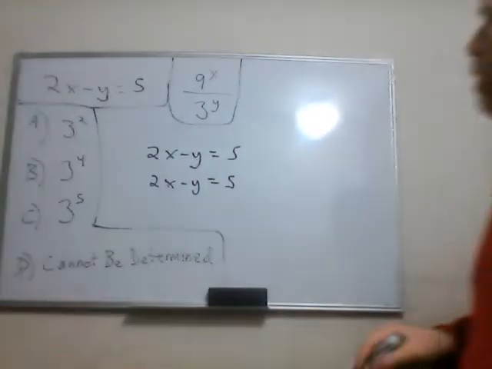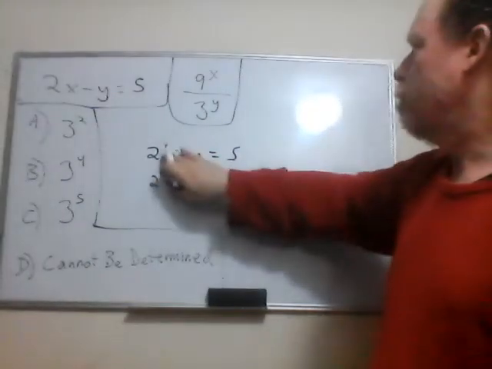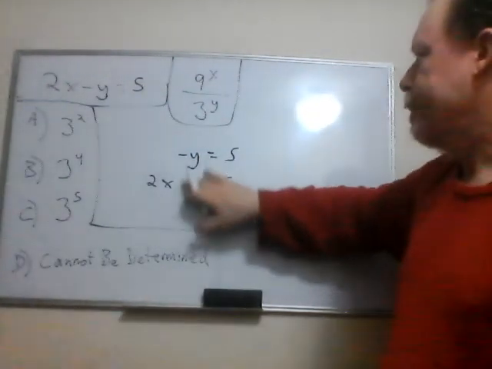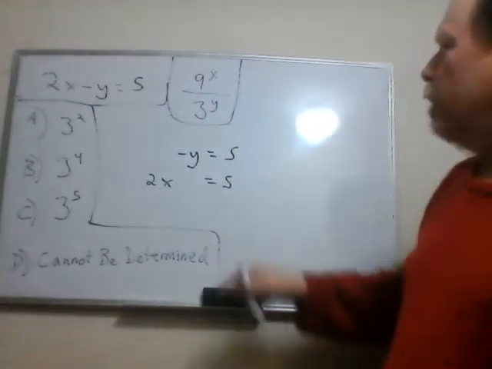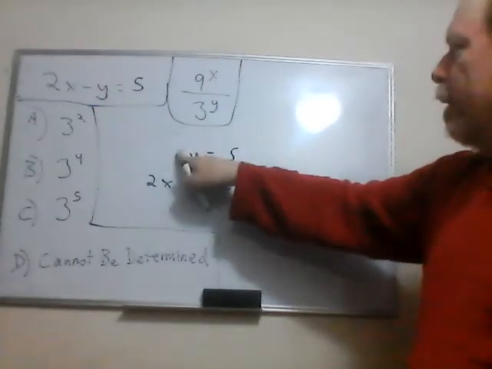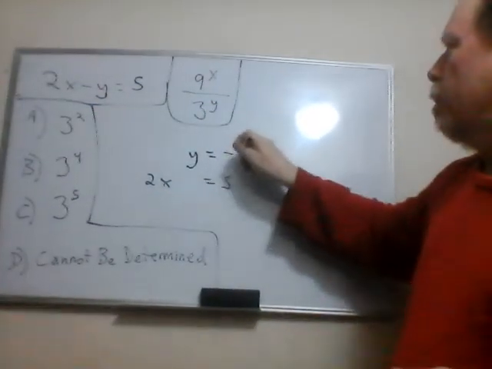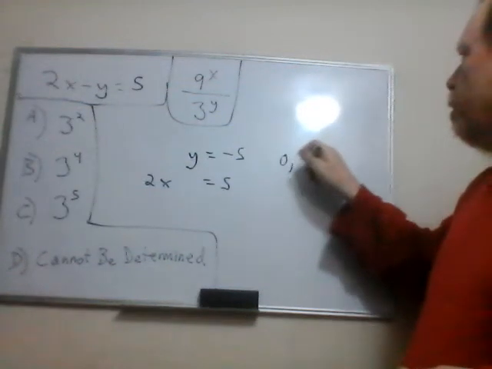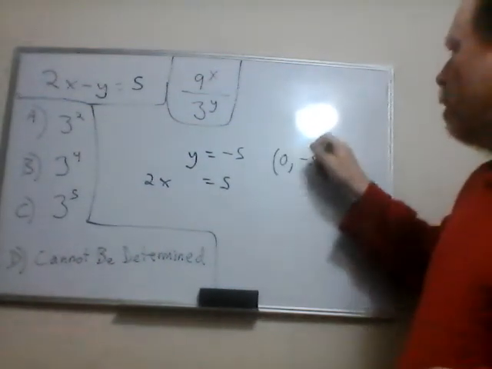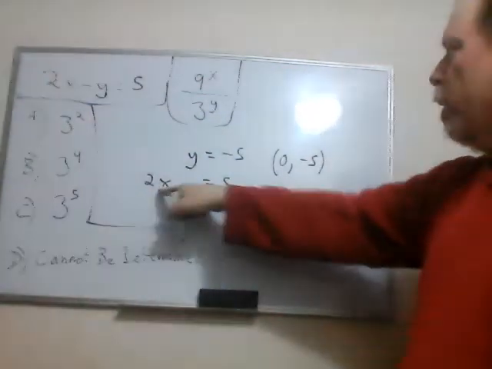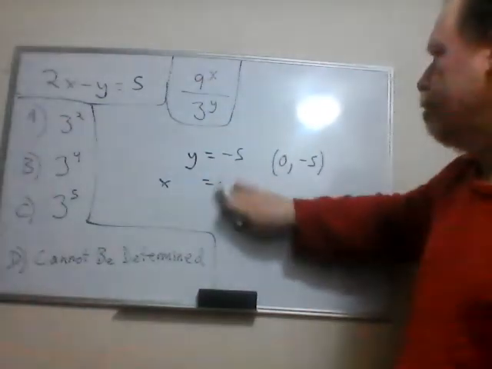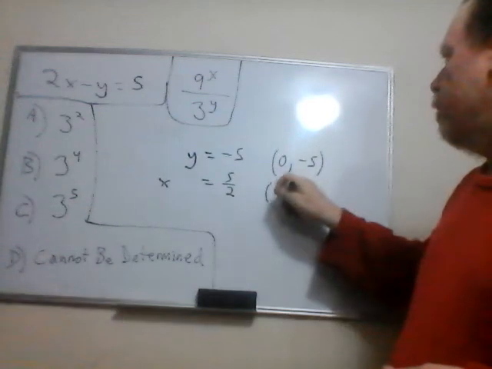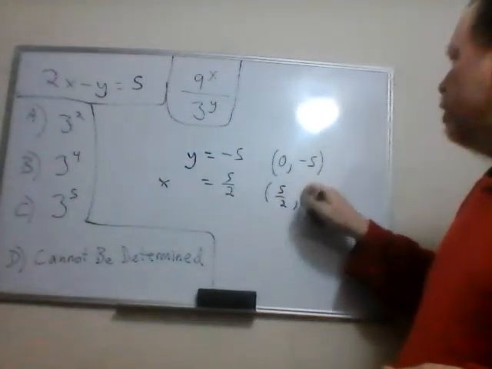Now I'm going to substitute 0 for x, and I'm going to substitute 0 for y. I can flip this negative here, it becomes that. Minus 5. y equals minus 5. So it's going to be 0, minus 5 is a pair of solutions there, and for this one I'm going to move that 2 over here. 5 over 2 equals x. It's 5 over 2, comma 0.